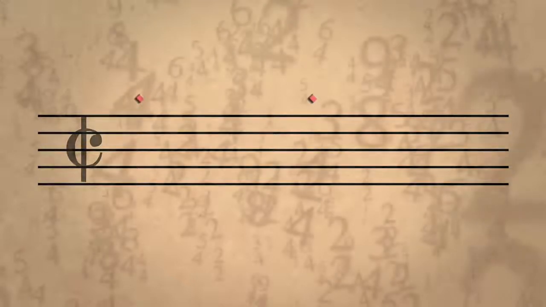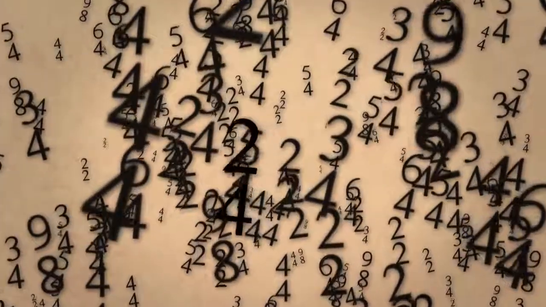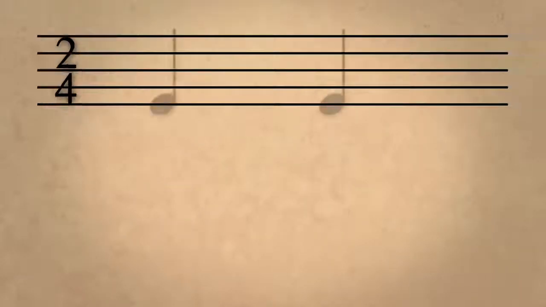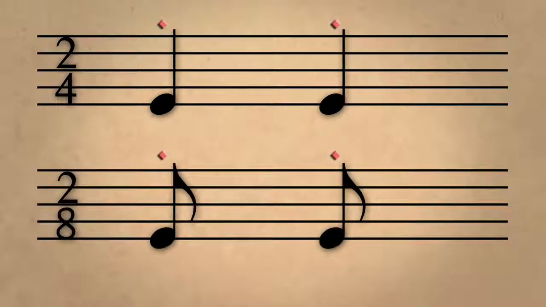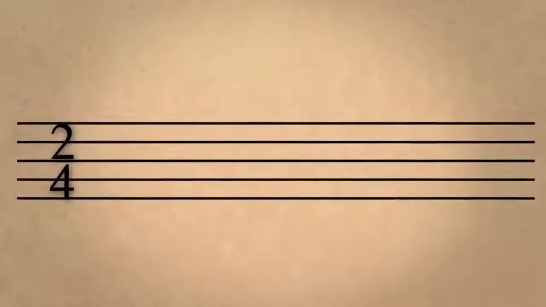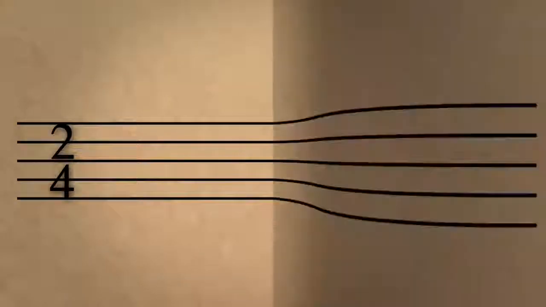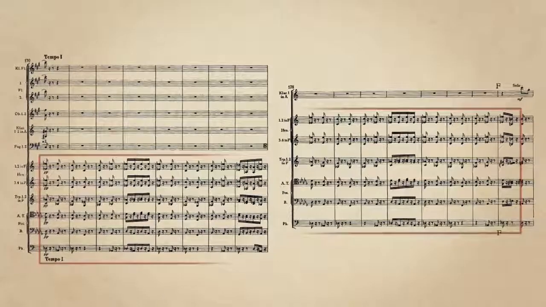its center vertically. There are 2 other common meters with a 2-beat feeling. They are 2/4 and 2/8. In 2/4, a quarter note gets 1 beat, and in 2/8, an eighth note gets a beat. A march is usually notated in 2/4 time. Let's look and listen at the middle of the 3rd movement of Tchaikovsky's 4th Symphony.